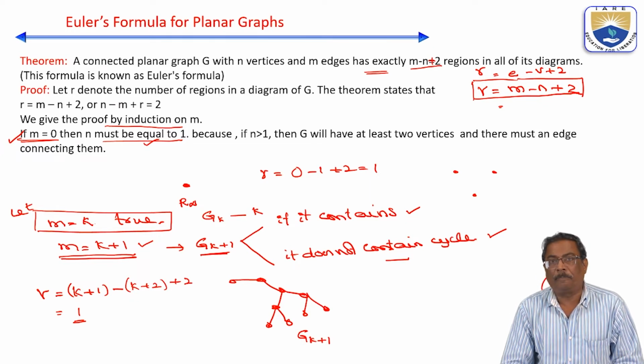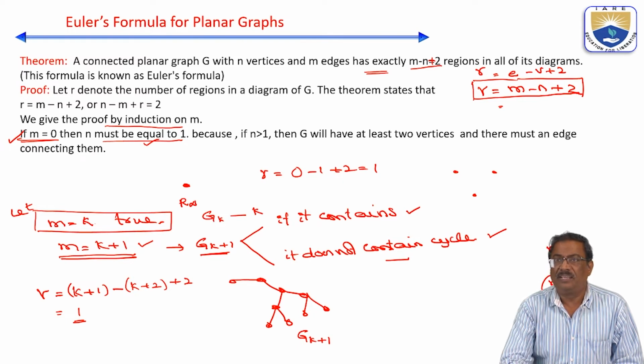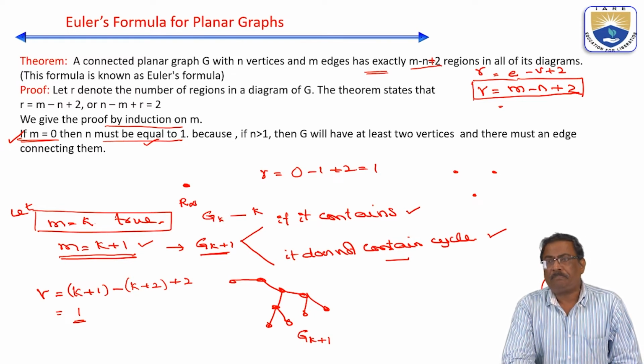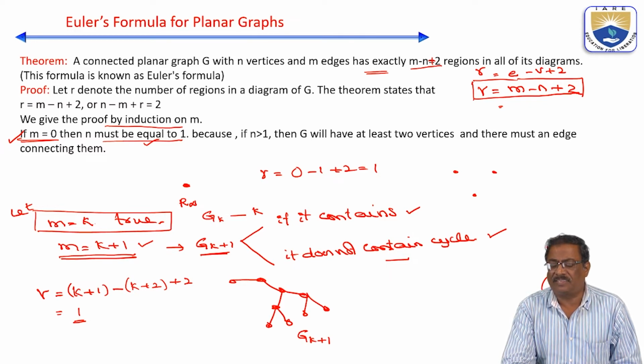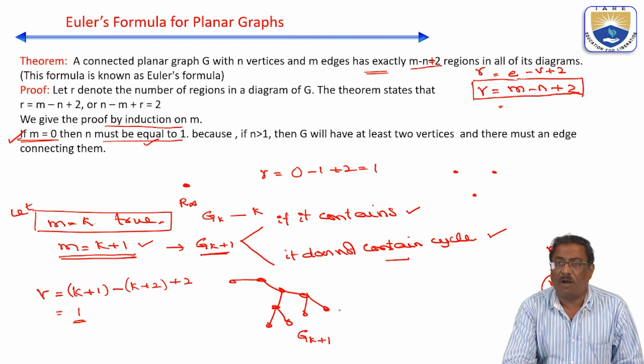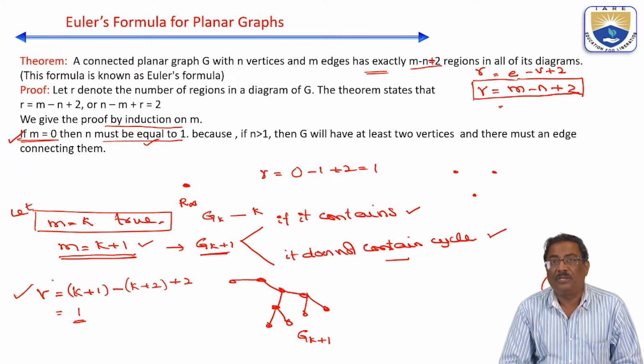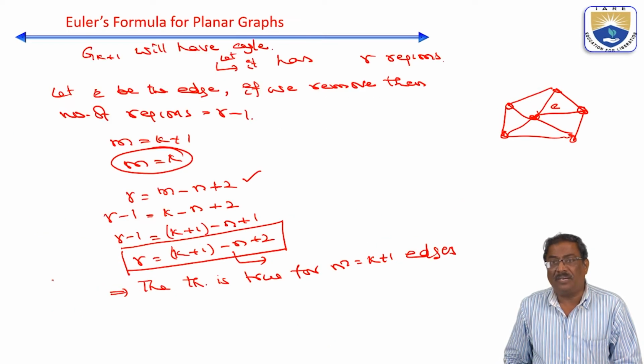And for k plus 1 edges, we verify. First, does it contain cycles or does it not contain a cycle? If it does not contain a cycle, then it will form a tree. Whenever it forms a tree, the number of regions is 1, and that is verified by using this principle.